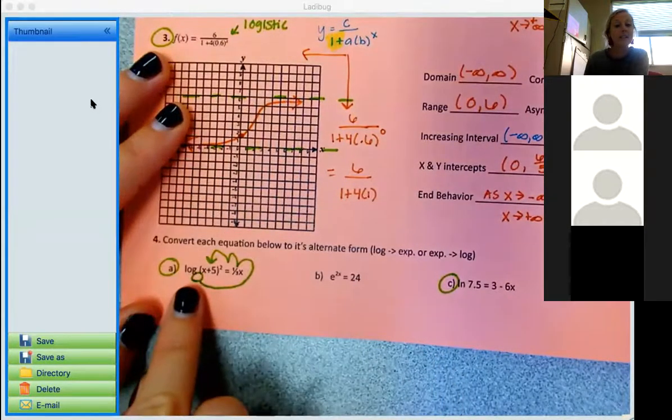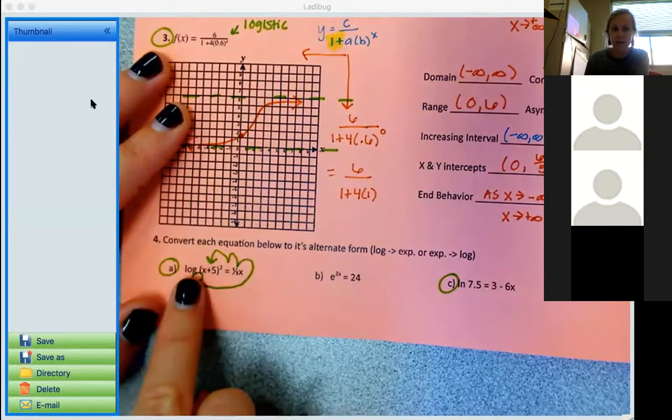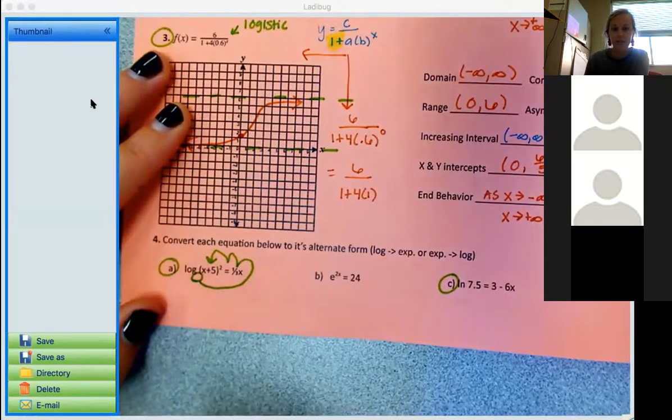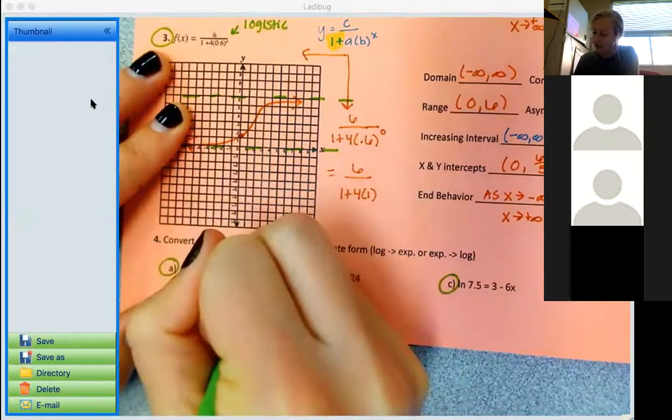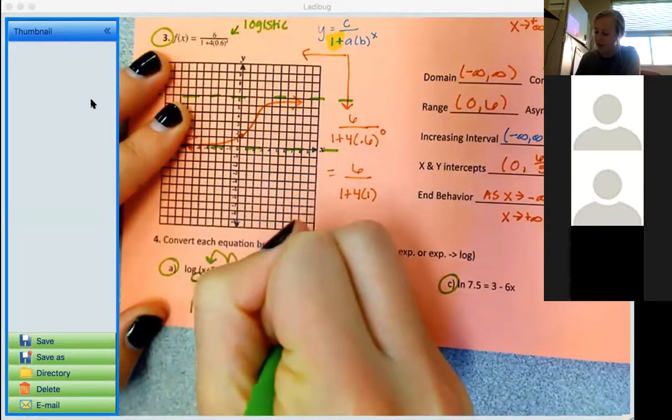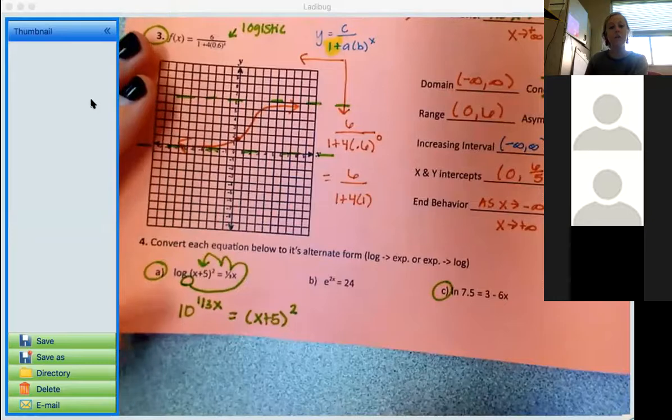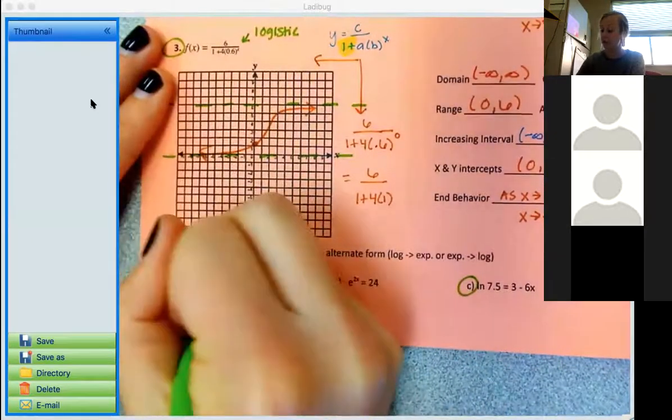So the base of a logarithmic equation, if there's nothing there, what's my base? 10. Good. So this is 10 to the 1/3 x should equal x plus 5 squared. And I didn't ask you to solve. I just said convert. So you could have left it just like this.